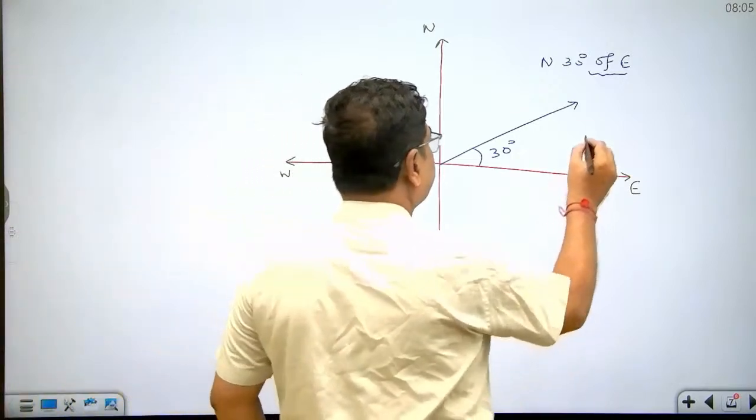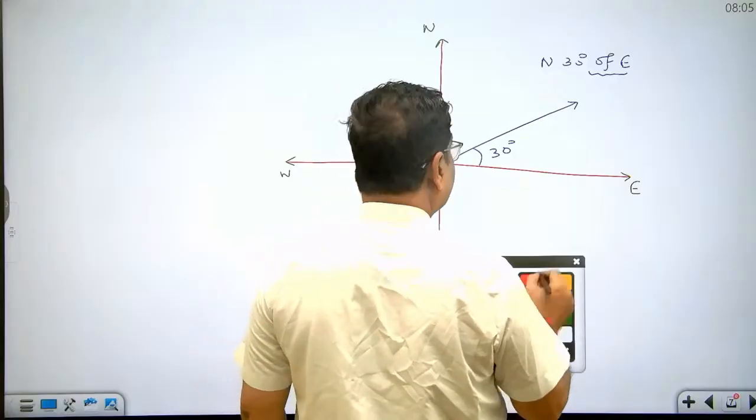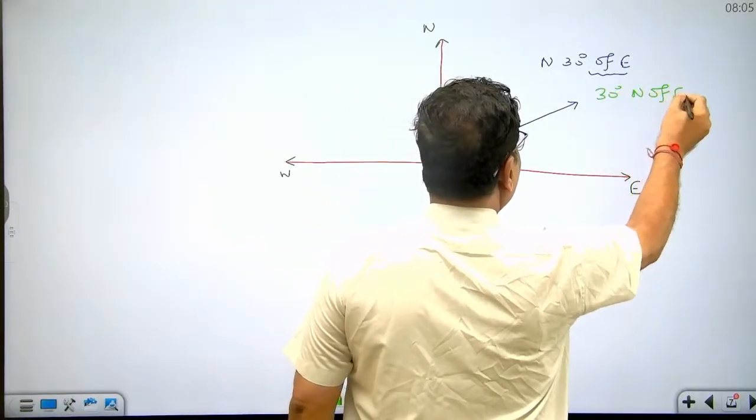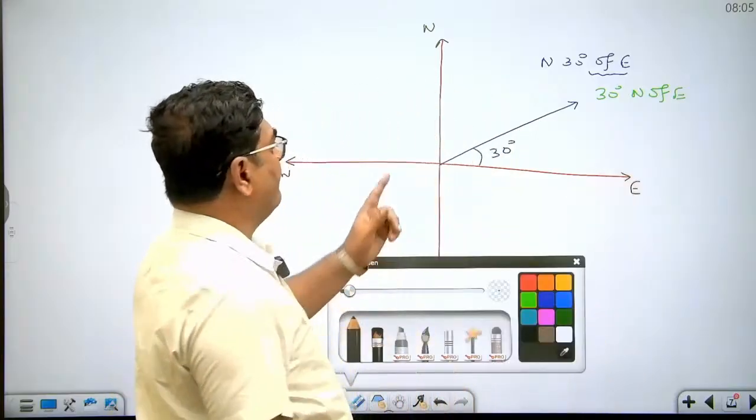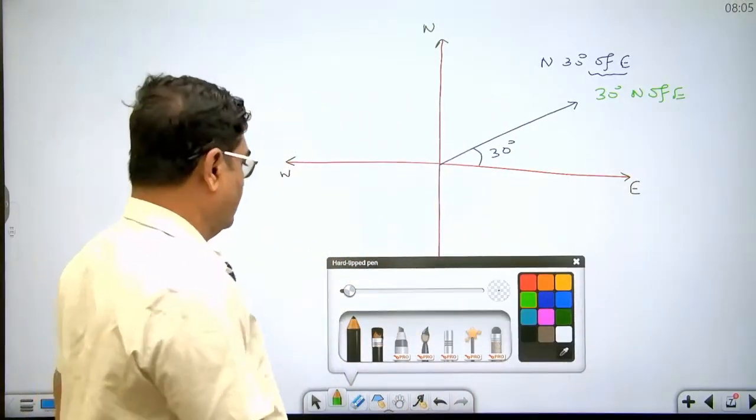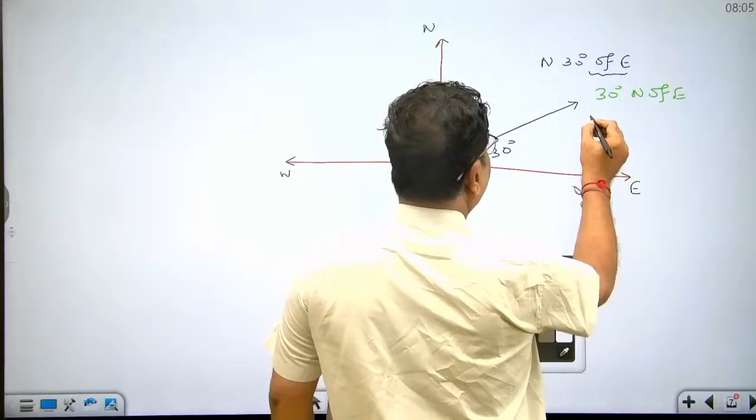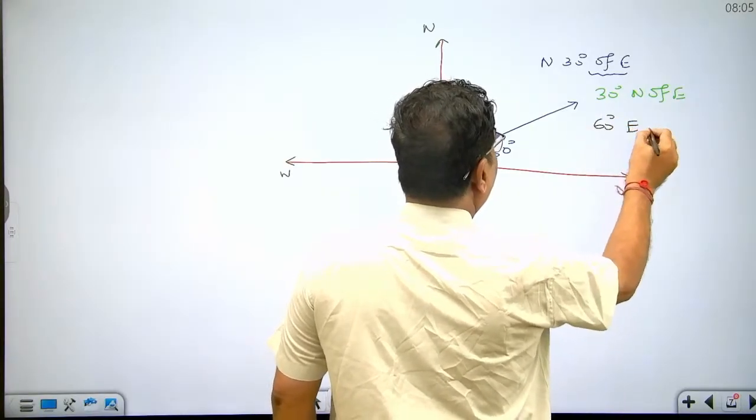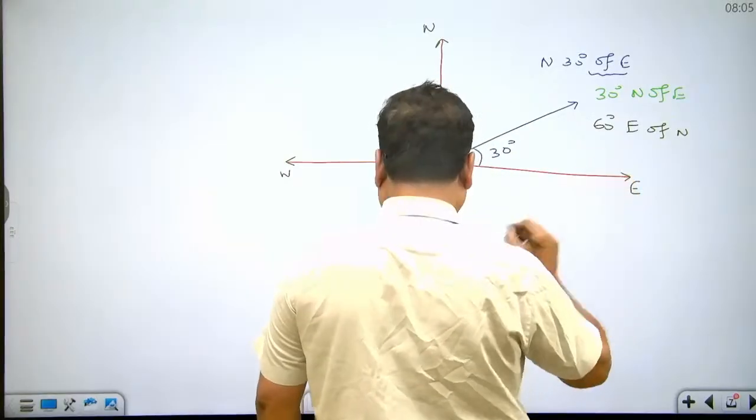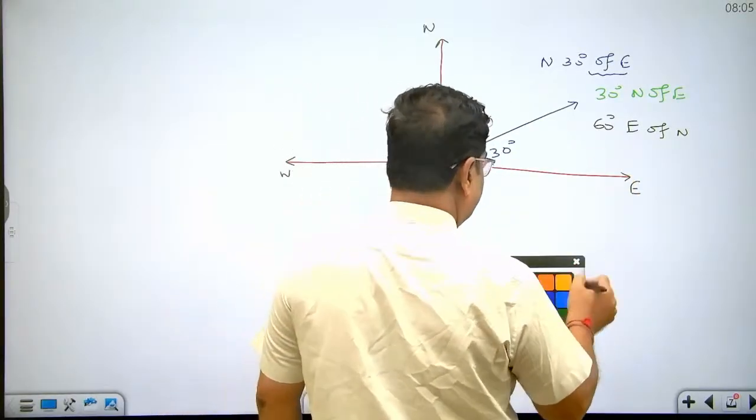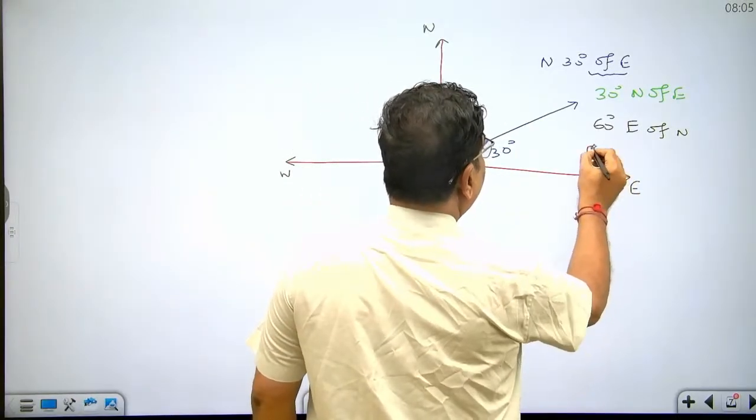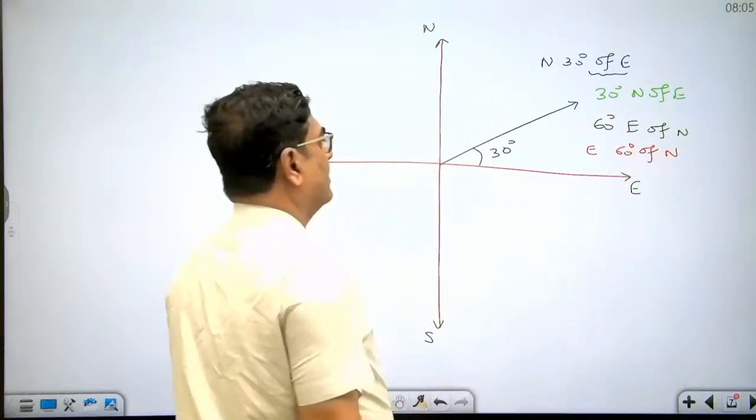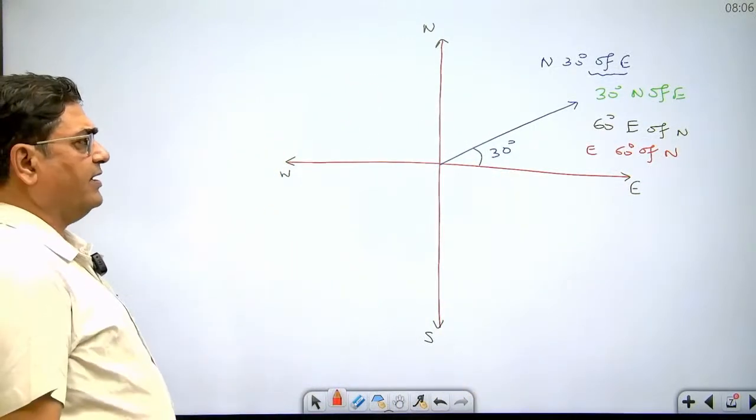Or you can write this as 30 degree north of east. Since this same vector is making a 60 degree angle with the north, you can write it like this: 60 degree east of north, or you can write east 60 degree of north. Okay, now I hope you can write any vector.